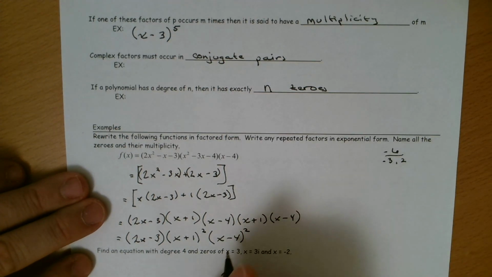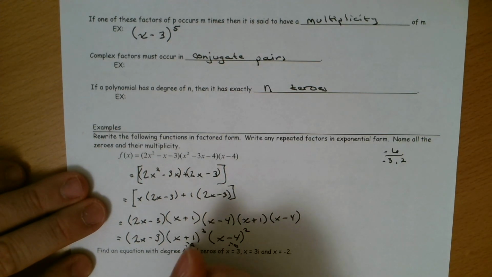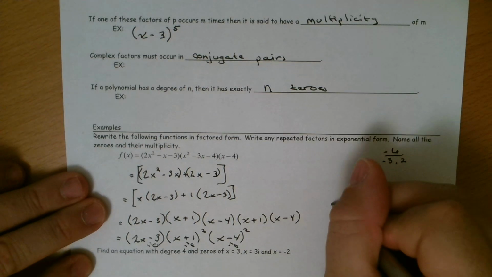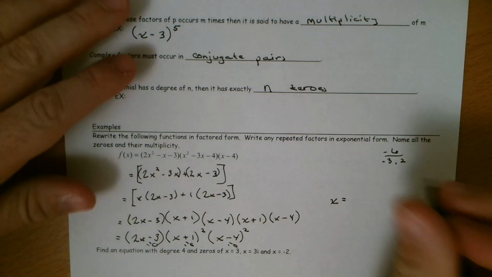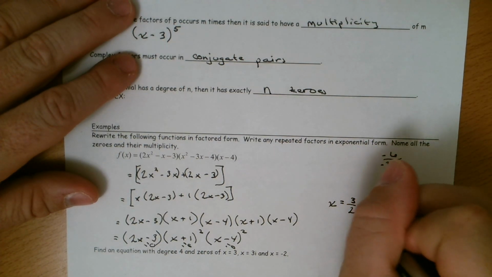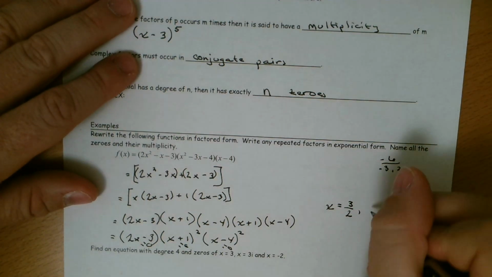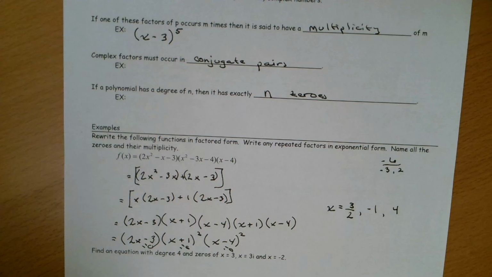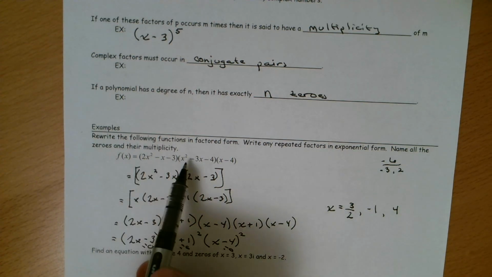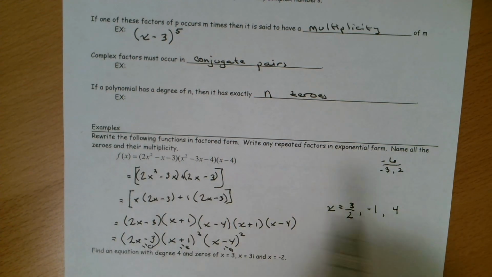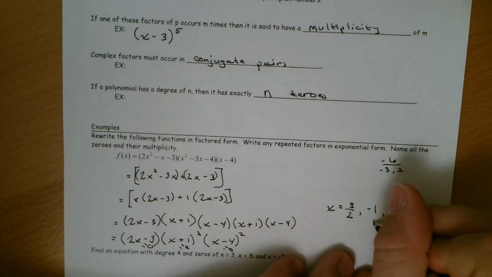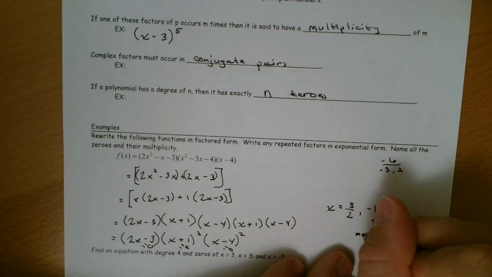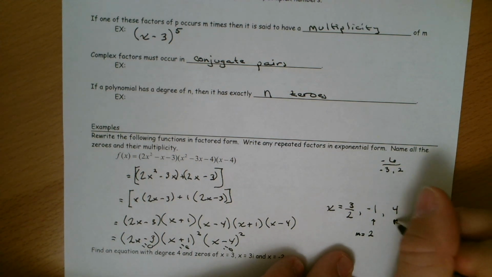So using the zero product property, we can see that our zeros are 3 halves, negative 1, and 4. You're probably asking, well, this was supposed to be a 5th degree polynomial. How do I only have 3 zeros? Well, you have 3 zeros because this one right here has a multiplicity of 2, and this one right here has a multiplicity of 2.